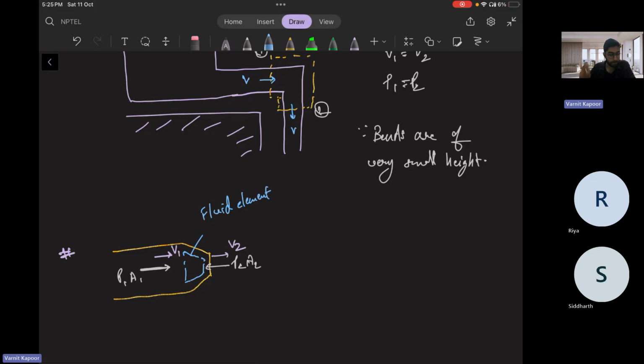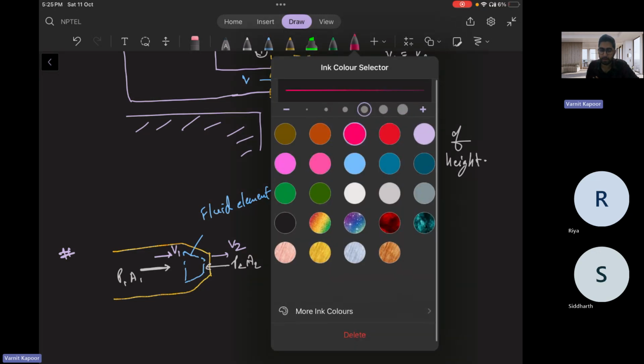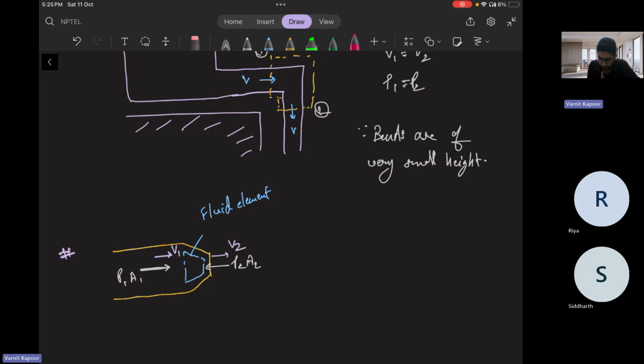Okay, fluid element. Because there is a changing cross section, some bend is happening, so there will be some force. Let us suppose the direction of the force. Even if it's wrong, the sign will come out different. So let us suppose the force acting by the bend or by the body on the fluid element is in this direction, that is F. This is your bend force. Only horizontal force will be there because vertical forces will balance out.